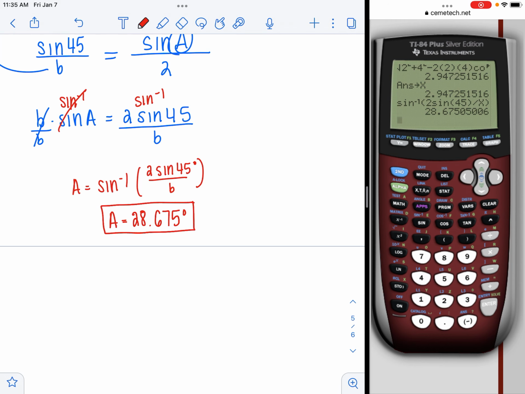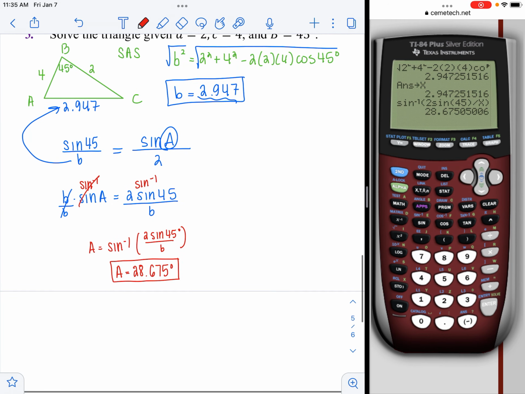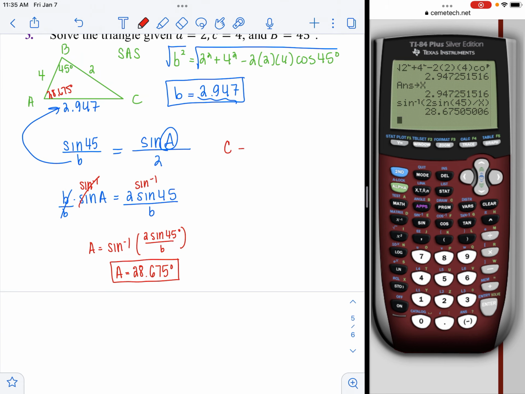28.675 degrees. So angle A, 28.675 degrees. And now all I need is angle C.